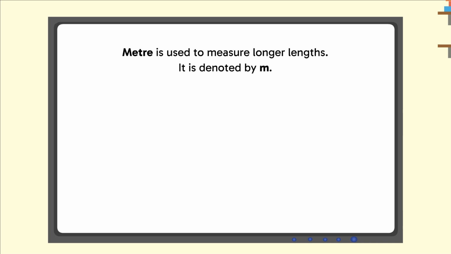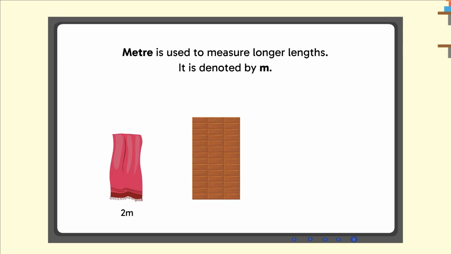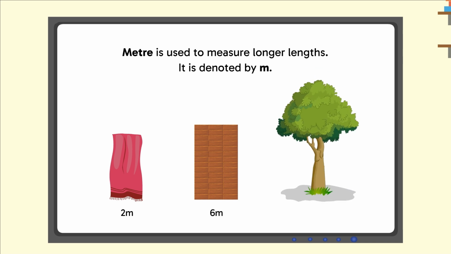Meter is used to measure longer lengths. It is denoted by m. For example, length of a cloth is 2 meters. Height of a wall is 6 meters. Height of a tree is 15 meters, etc.